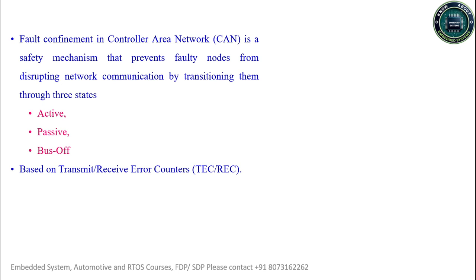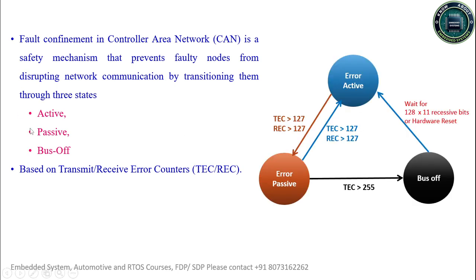Whenever there is an error situation, your CAN bus will classify that error node or error ECU into 3 different states, as you are seeing on the screen. Your CAN network will divide your error node into 3 different categories, called active state, passive state and bus off state. The same thing you can see here also.